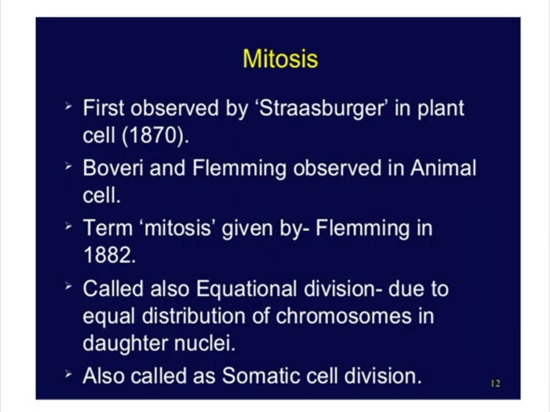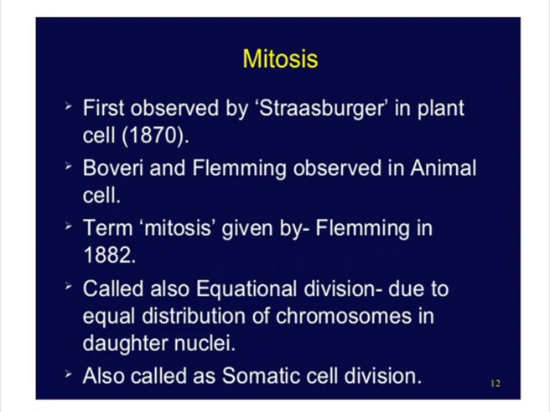Mitosis was first observed by the scientist Strasburger. You can observe mitosis in animals and plants, but here we will particularly discuss the plant cell. In the plant cell, mitosis was observed by Strasburger in 1870. The scientists Boveri and Flemming observed it in animal cells. The term mitosis was given by the scientist Flemming in 1882.